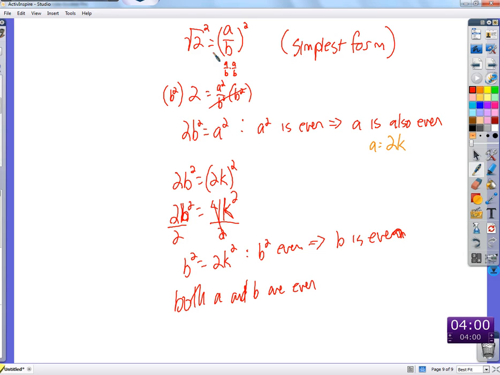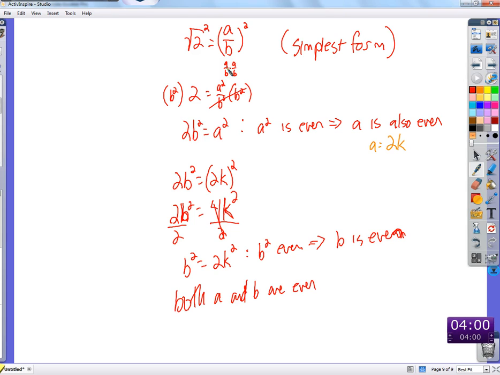We just cross out the 2's that they both have a factor of, and then simplify it down, just half of A over half of B. But we assumed at the beginning that A over B was what's called an irreducible fraction. We can't simplify it at all. We can't cancel out any common factors. We just proved that if the square root of 2 was rational, then A would have to be even, and B would have to be even.